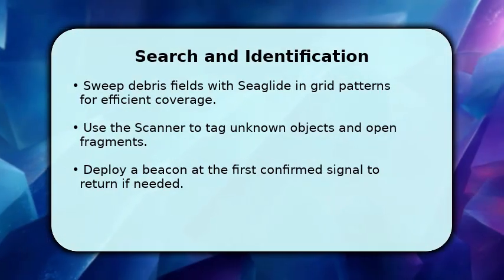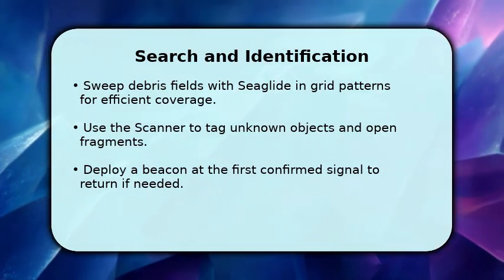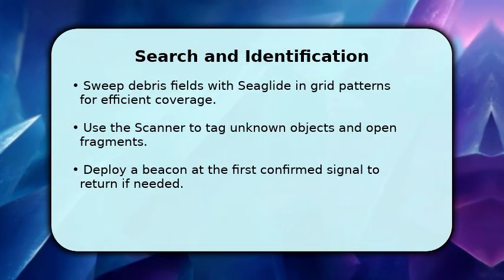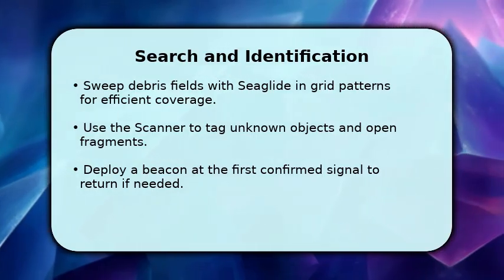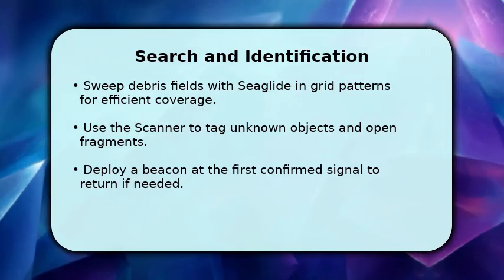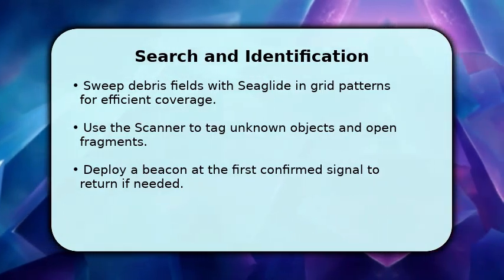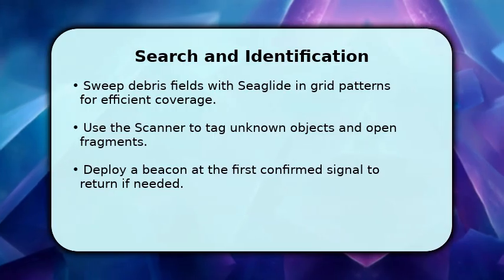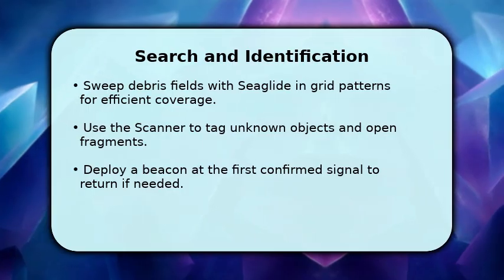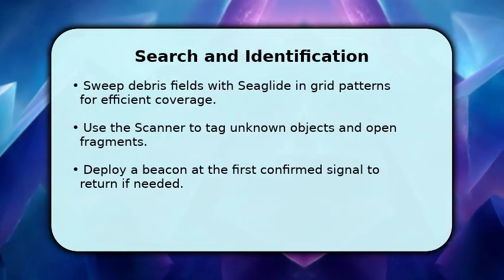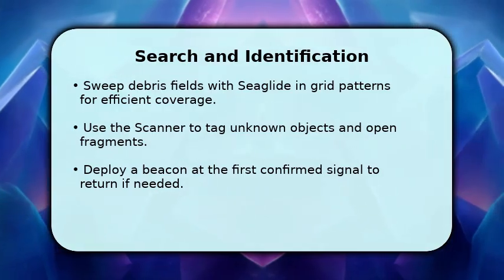Now you perform a systematic sweep. Run grid patterns with the Sea Glide so you don't miss isolated wreckage. When you encounter unusual wrecks or floating pods, stop and use the scanner to identify them and collect fragments. The scanner reveals hidden names and interaction options. If one tags as a time capsule, place a beacon immediately so you can return later, and note depth and surrounding landmarks. This method saves time and prevents accidental loss of the capsule in complex terrain.